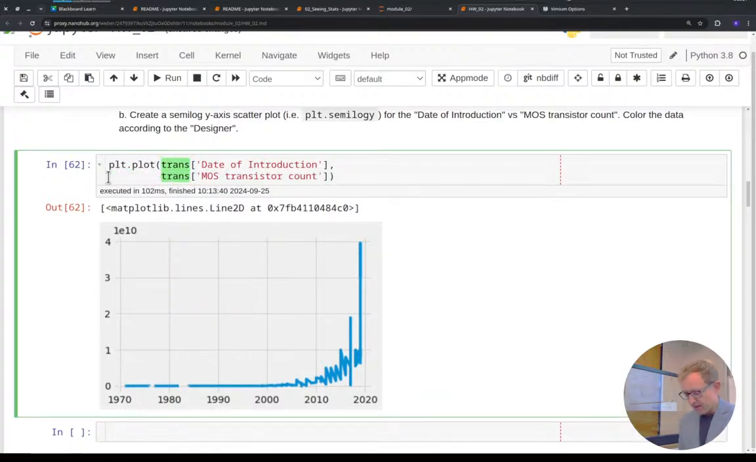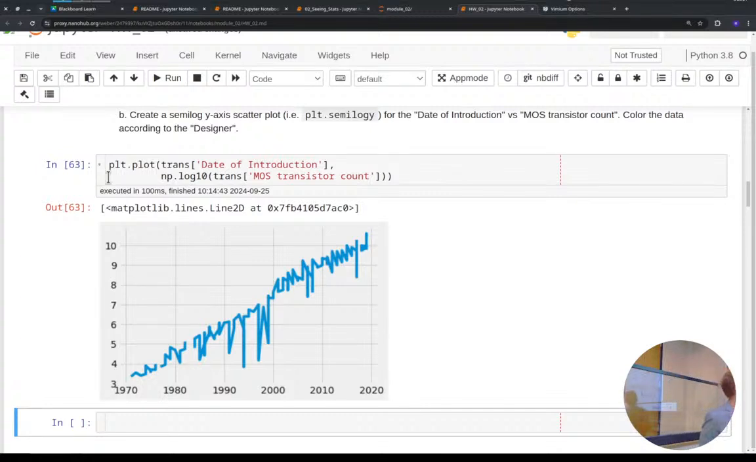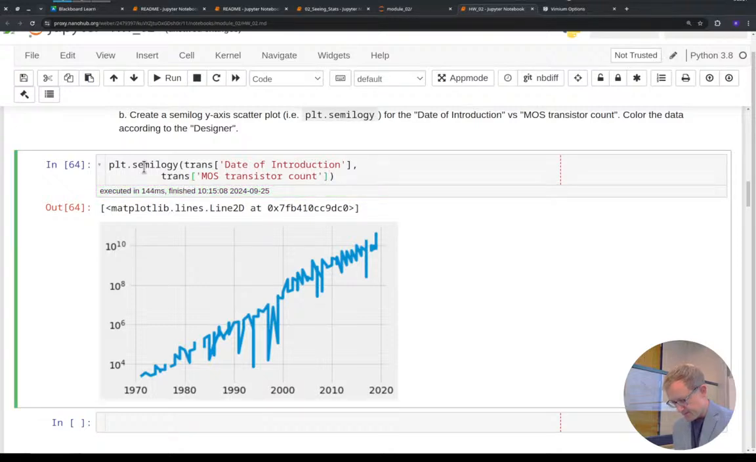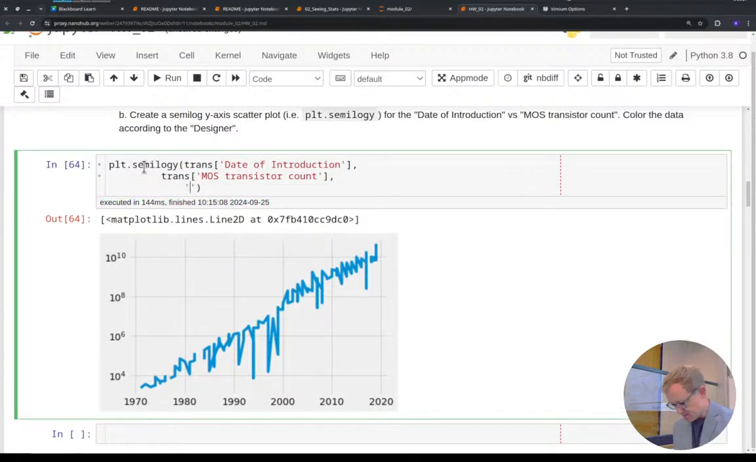There are different ways to look at that. I could take the log of the transistor data, but then in my head I have to do the math that 3 is actually 10 to the 3, 4 is 10 to the 4. Or semi-log y works great. It's a nice plotting tool that we have, and then I don't have to do math on the data. And then I like markers, since I can use squares or circles or even stars.